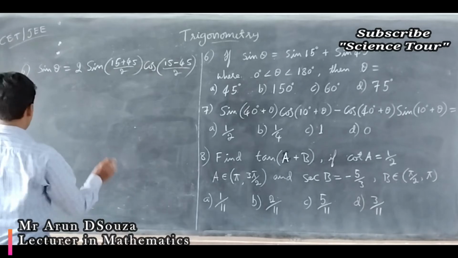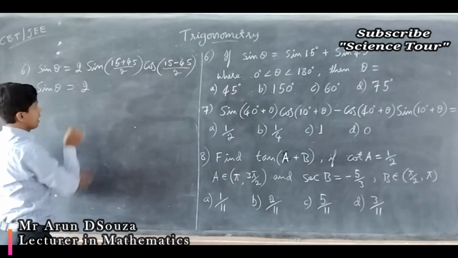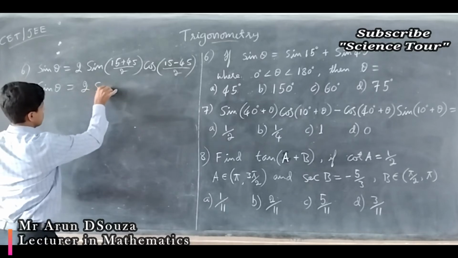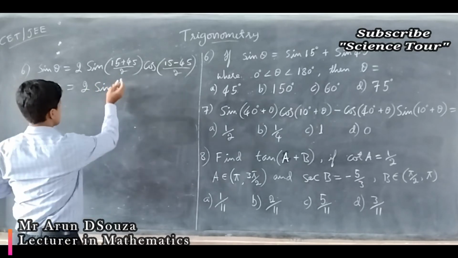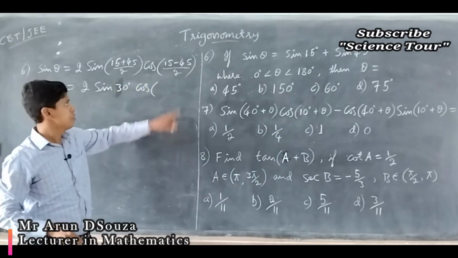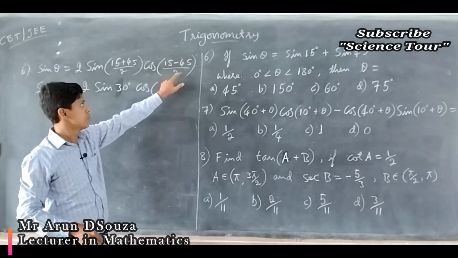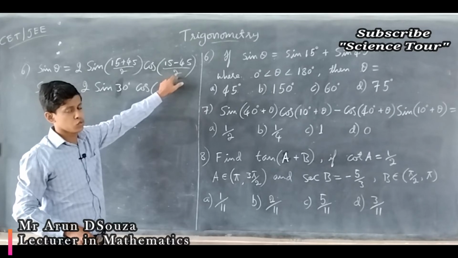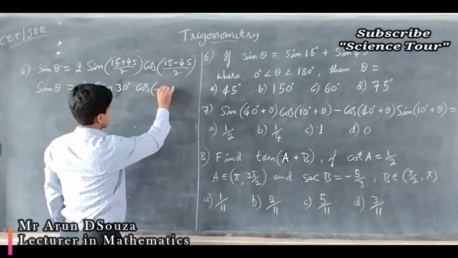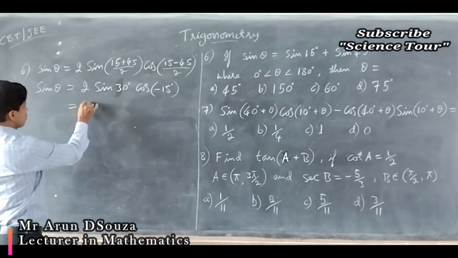So understand the next step. See what changes I am making here. I am just adding 45 plus 15, 60, divided by 2. So that means it is 30 degree, and cos 15 minus 45, that is minus 30 degree, divided by 2. So this will be minus 15 degrees. Well, so that is equal to 2.